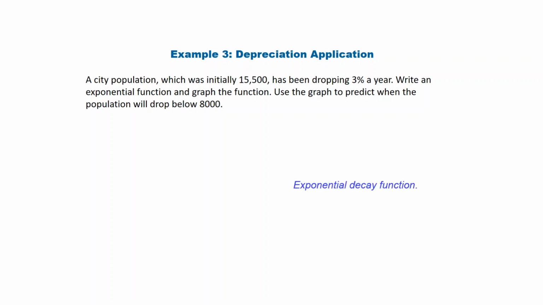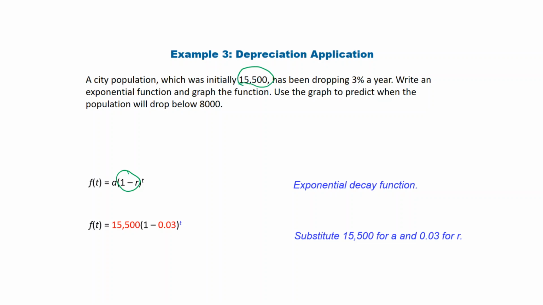All right, so once again, the very first thing we want to do is write an exponential decay function because we're dropping now. Okay, so now it's going to be using a minus sign in here. Okay. So again, we're going to substitute. Remember, A is our initial amount, which is 15,500, and we're dropping by 3%. So make sure you remember you have to change your percent to 0.03. Move your decimal point over.